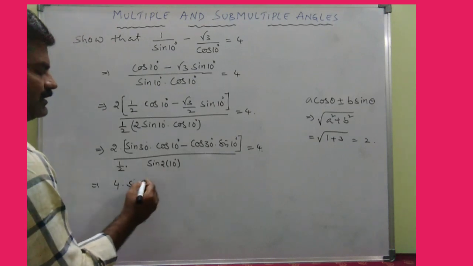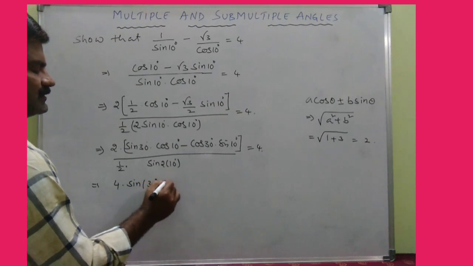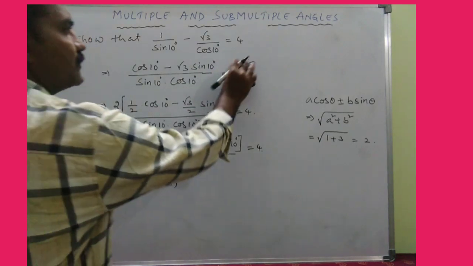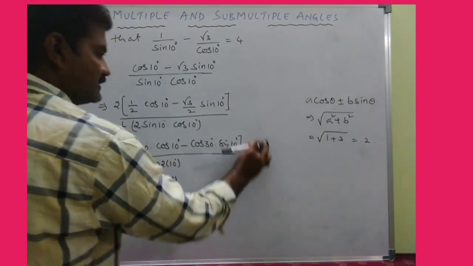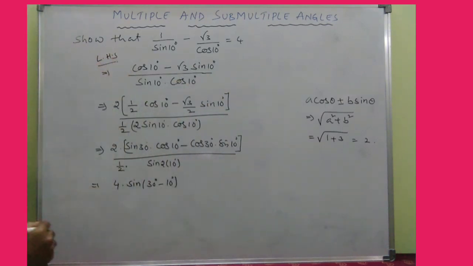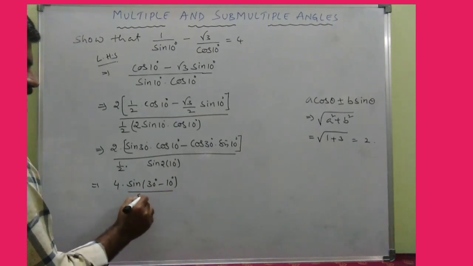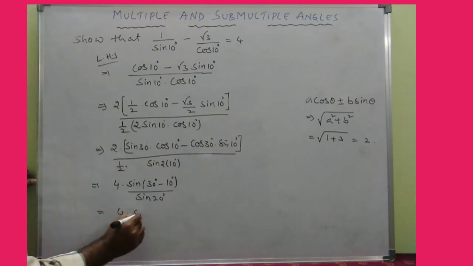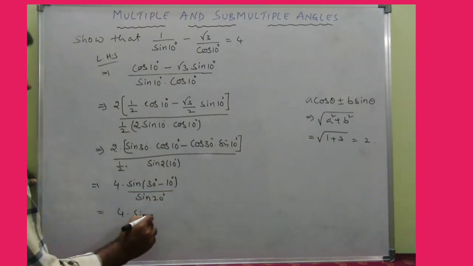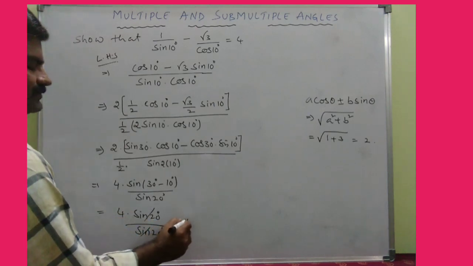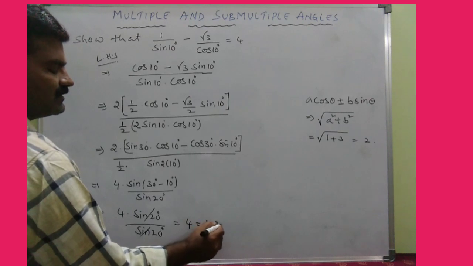Sin of a minus b, that is 30 minus 10 degrees. Actually we need to prove it now, show that it equals 4. So let us take only the LHS. Now this is the LHS. By, this is anyhow sine 2 into 10, 20 degrees. So see, this is 4 into sine of 30 minus 10, 20 degrees, divided by the denominator, also sine 20 degrees. So both get cancelled, which equals 4, which is the RHS.